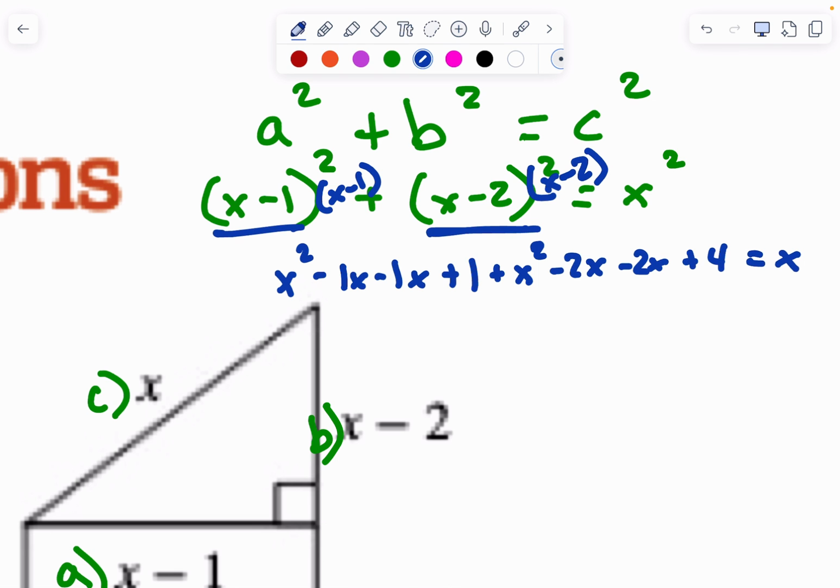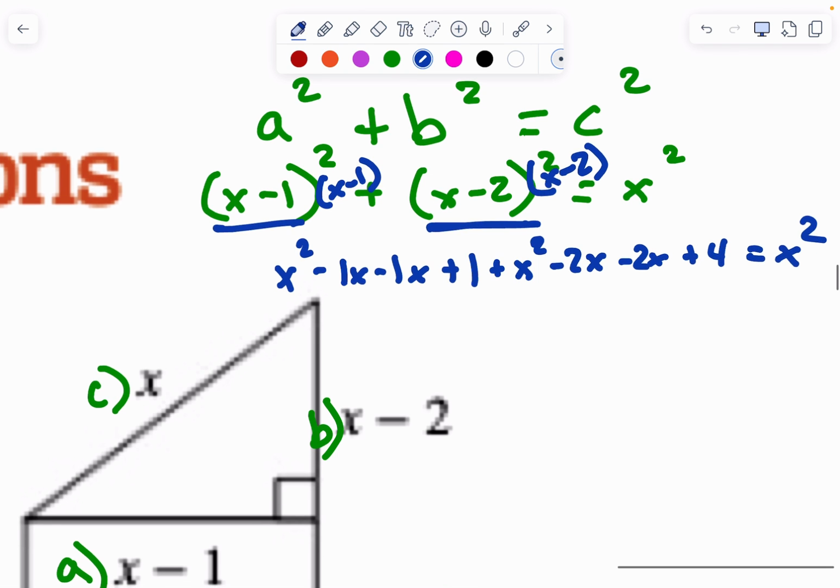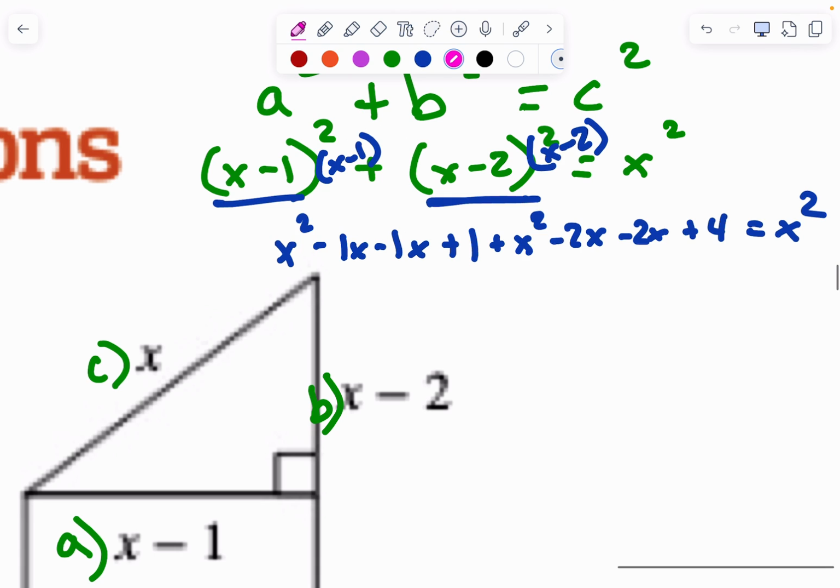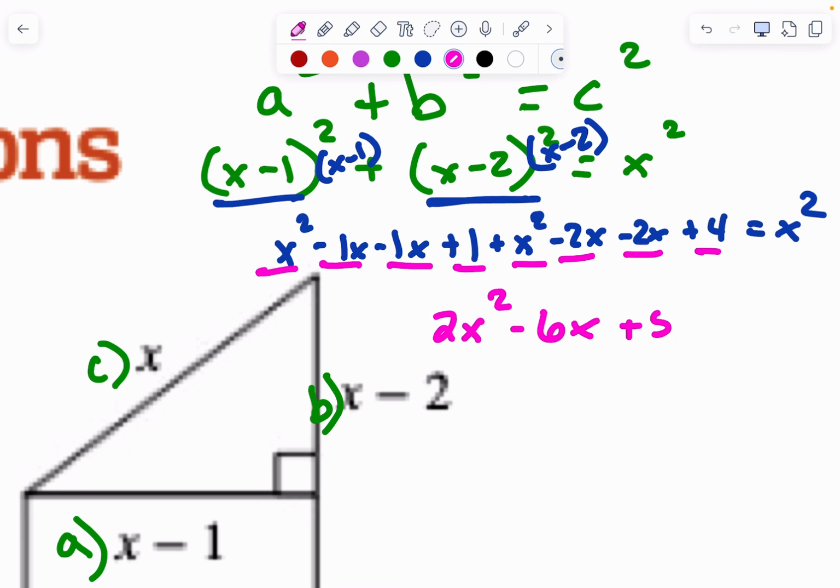Then we've got him equal to x squared on this side. And let's combine stuff. Do we see what we're doing? Yeah, let's combine stuff. X squared and x squared, that is 2x squared. All right, we've got minus 1x minus 1x minus 2x minus 2x, minus 6x, and then plus 5 equals x squared. Okay, now what do we do? Subtract an x squared. I'm going to move the x squared over here, right? So that makes him now a simple trinomial.